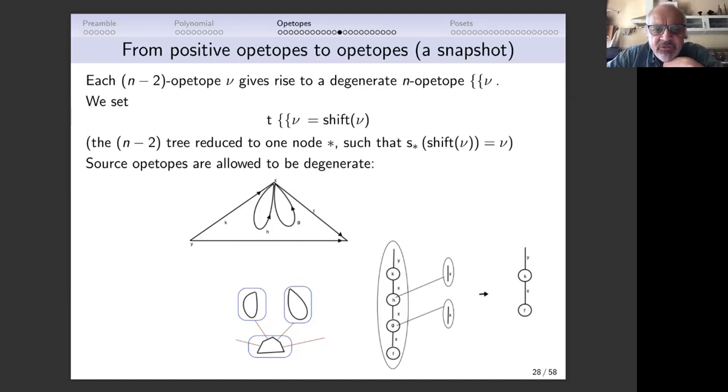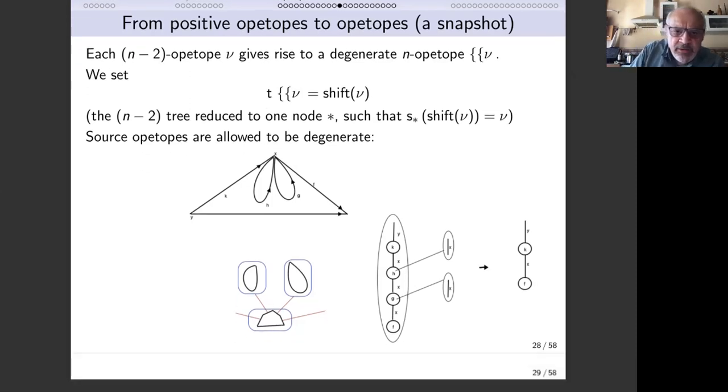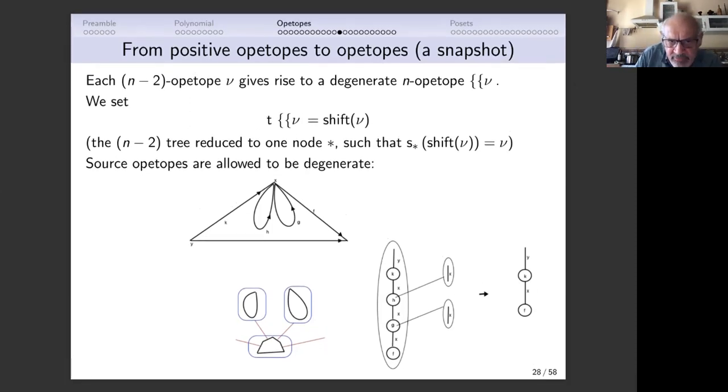So this picture, 5 seconds, I think. Okay, this picture features a three opetope, having as sources exactly two degenerate opetopes. And if we briefly look at how we compute the target of this guy, I didn't draw it in this manner, but it's going to be just this triangle here, F, K, and nothing in between because it's a two opetope.